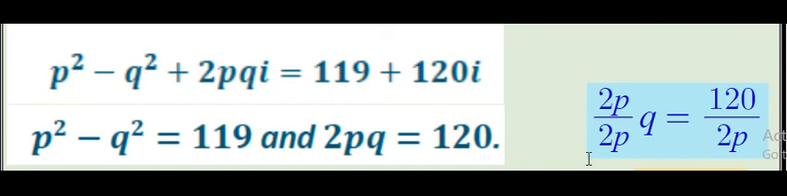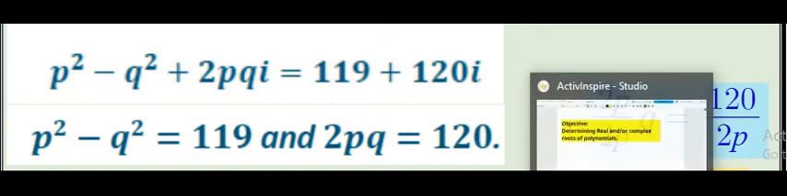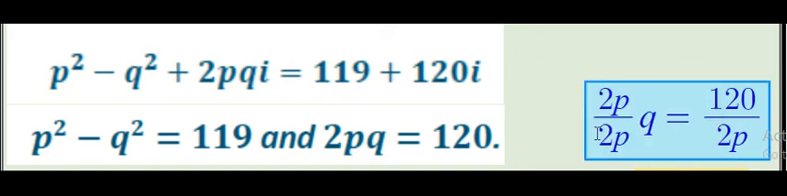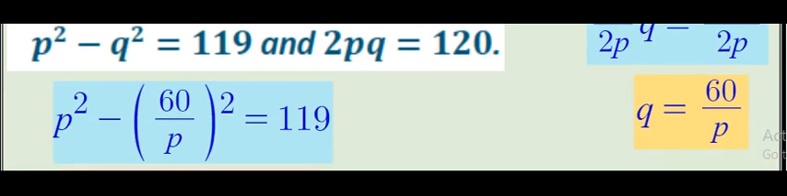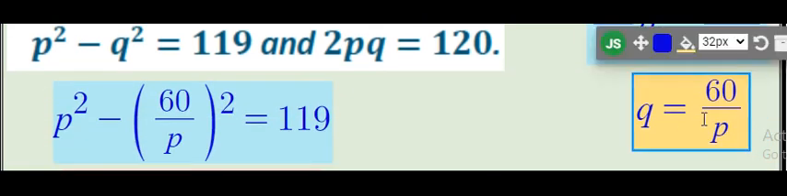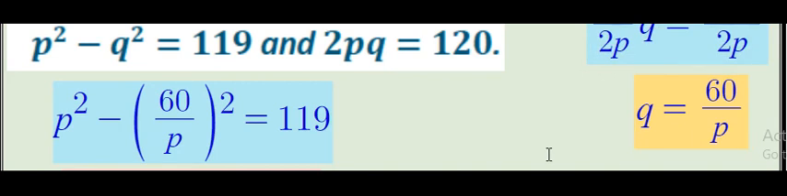So 2pq equals 120. Divide both sides by 2p, and we get that q is actually equal to 60 over p. And that's what we're going to do. We want to write an equation in terms of one variable. You can never solve an equation with more than one variable. So here, by getting it down to the variable p, we can solve this equation. It takes a little work, but we can do it.